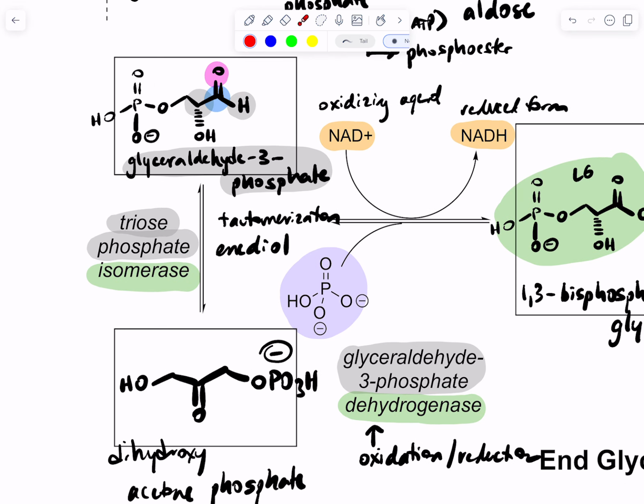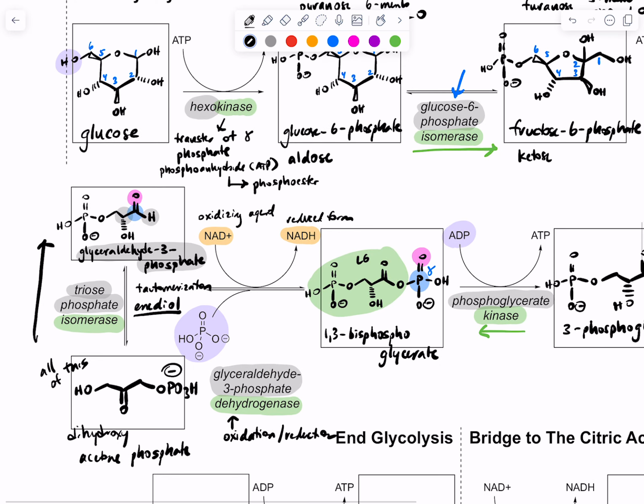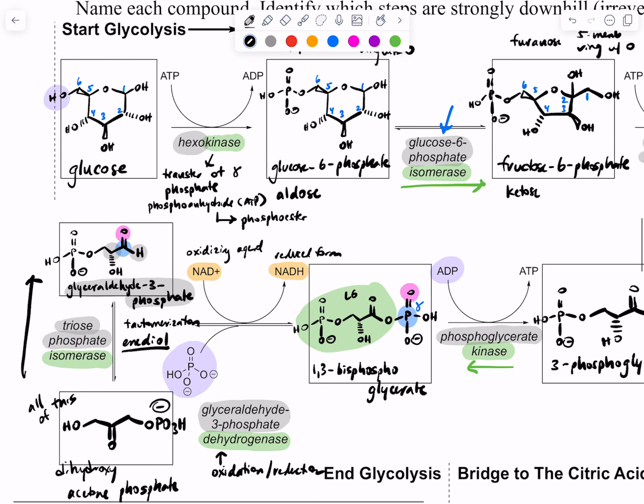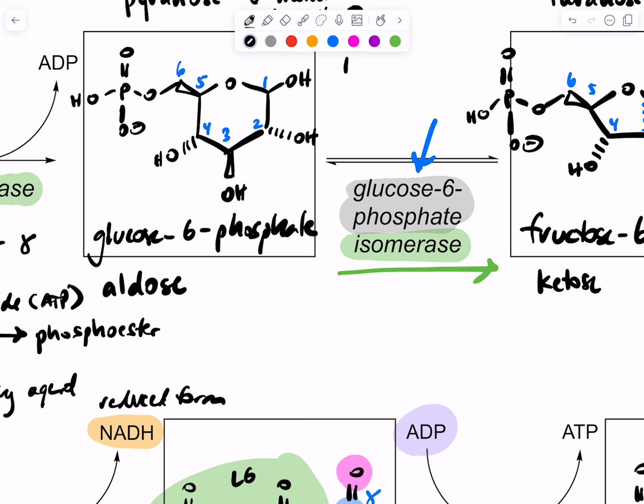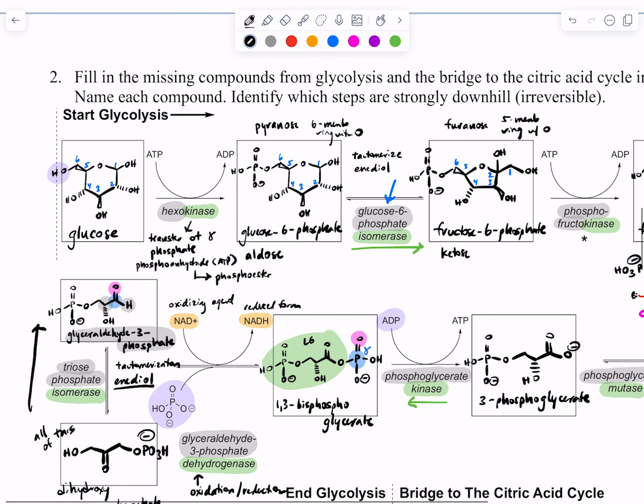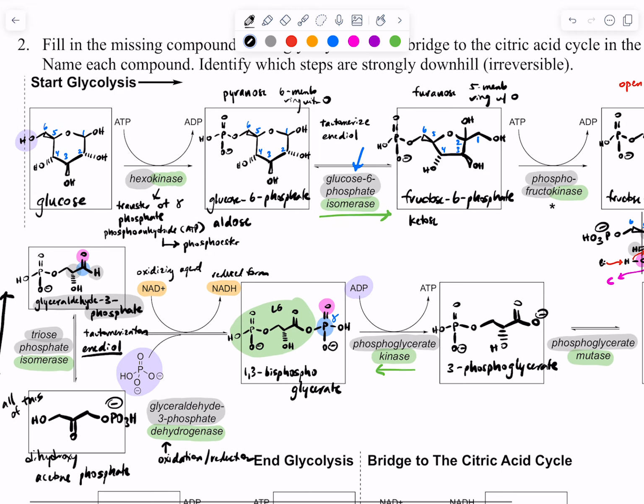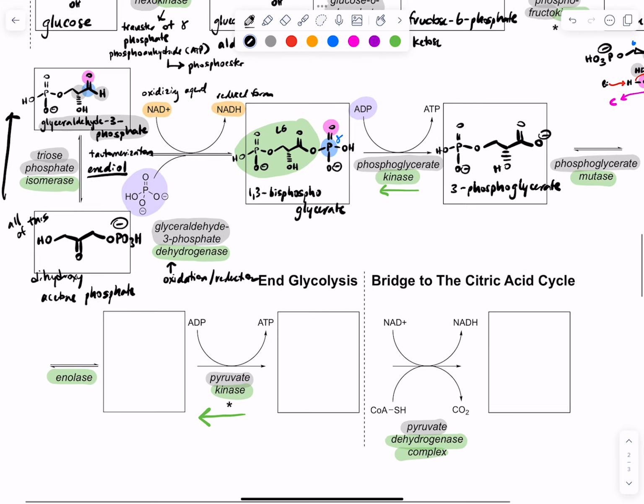Well, the reason we don't worry about it is because all of this gets converted to this. Yep. And we went through that mechanism. It turns out tautomerization via an ene-diol intermediate is also the mechanism by which you interchange glucose and fructose. So that's two steps that have a similar mechanism. All right. Did I miss others?